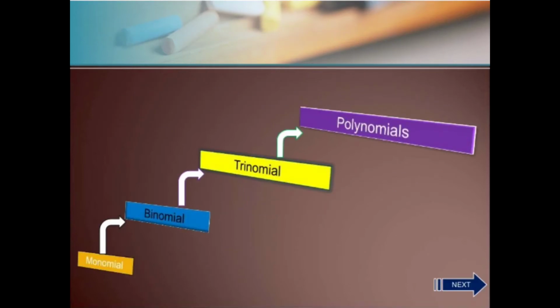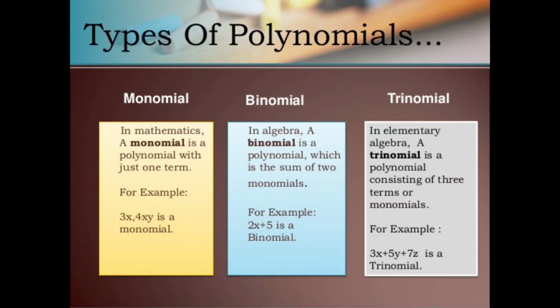So these are the types of polynomials. We have monomial, binomial, and trinomial. So let's define these types of polynomials. Monomials. In mathematics, a monomial is a polynomial with just one term. For example, 3x and 4xy are monomials.